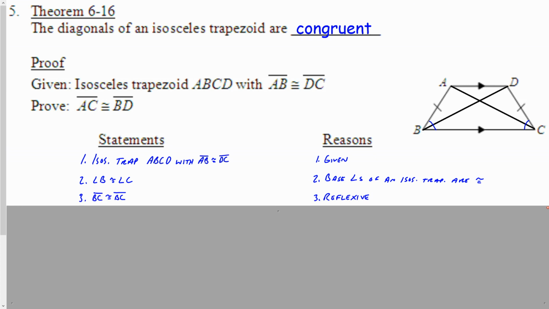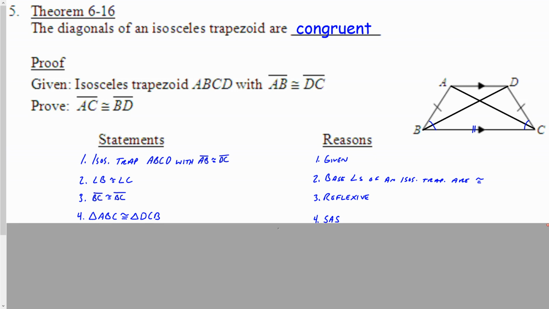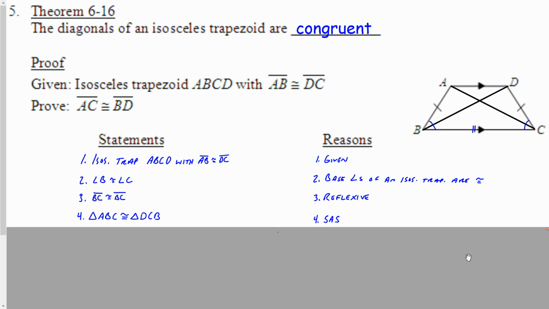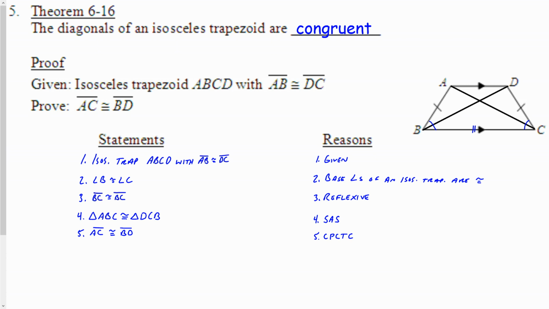Then we can see that segment BC is a shared side for the two triangles, ABC and DCB. So we can use the reflexive property to say it's congruent to itself. Now we'd be able to say these two triangles are congruent using side angle side. And then finally, the diagonals, segment AC and segment BD, are congruent to each other by CPCTC.